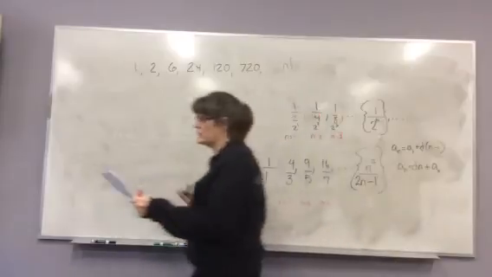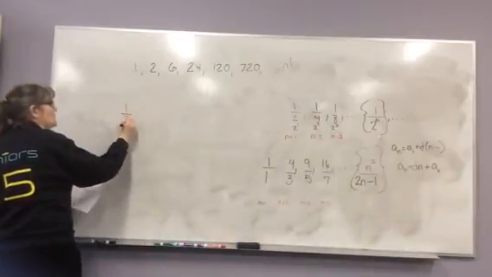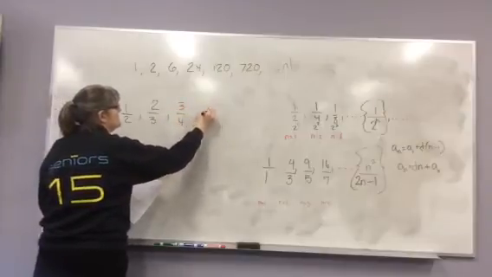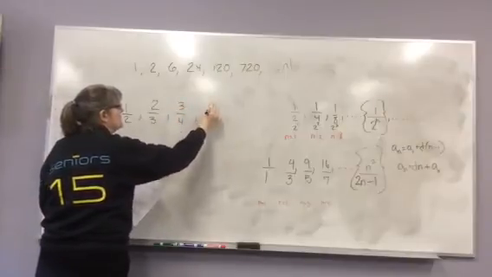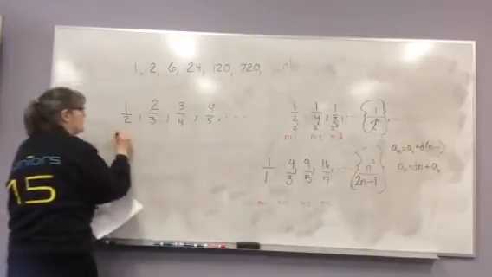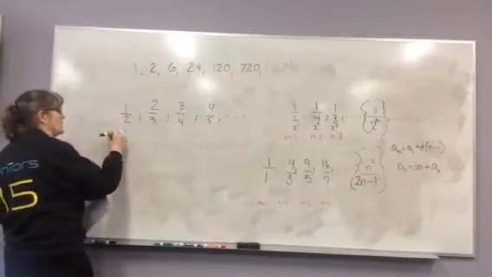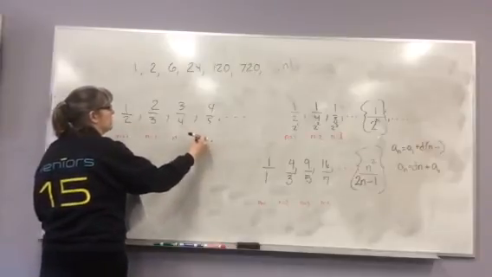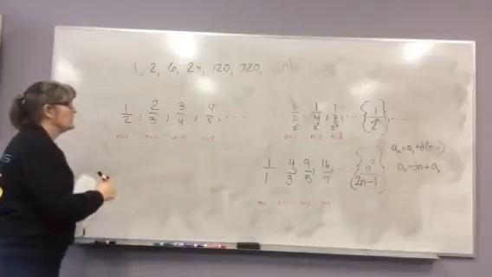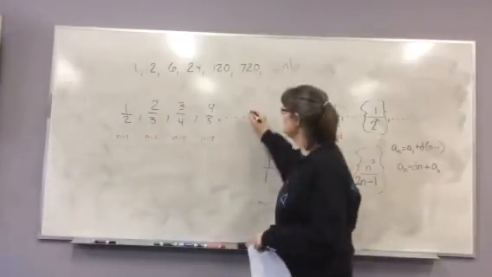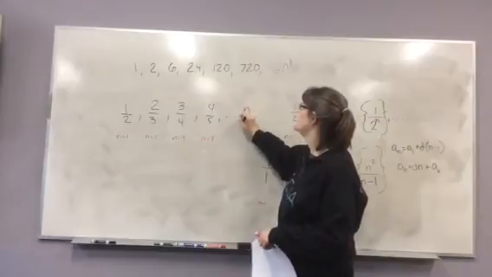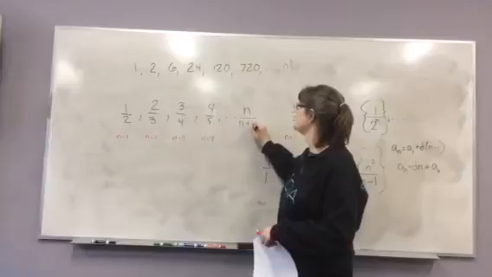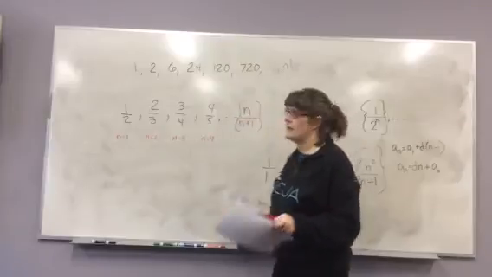And the last example on the sheet, we have 1 over 2, 2 over 3, 3 over 4, 4 over 5. So if this is when n is equal to 1, and this is when n is equal to 2, etc., you'll probably notice, well, the numerator is just n. And what about the denominator? It's just 1 more than the numerator. And there we have our nth term.